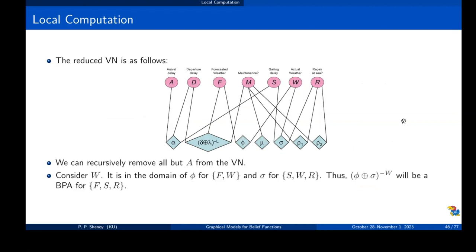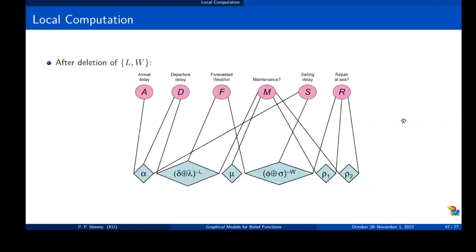Is this clear? L is only in the domain of delta and lambda, so I combine these two and remove L from it. So L is gone now. I just recursively repeat this. Now, suppose I want to remove W. It's the same logic. W is in the domain of sigma and phi. So I combine phi and sigma and remove W from it, and I get a new BPA for this domain. So it looks like that now.